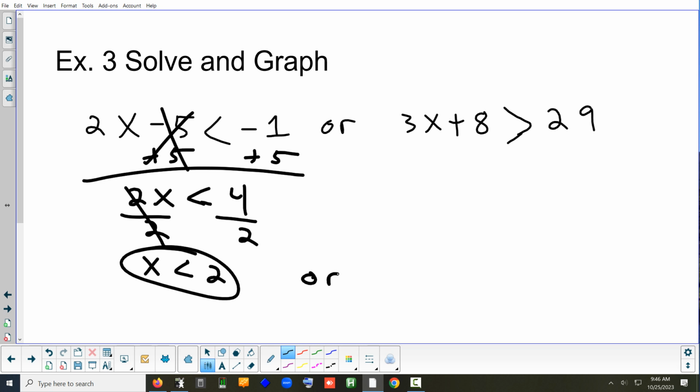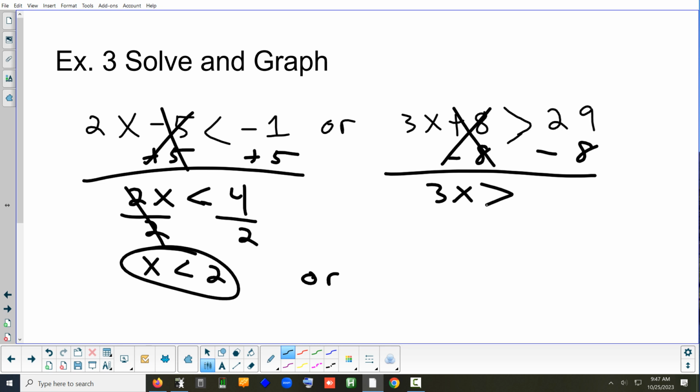Marie, what's my first step to solve the one on the right? You would subtract 8 from both sides. Yep, good job. Subtract 8 from both sides. Should I flip the sign? I think I subtracted, so do we flip it when we subtract? No, we don't ever flip it when we subtract. And then 29 minus 8? 21. Good.